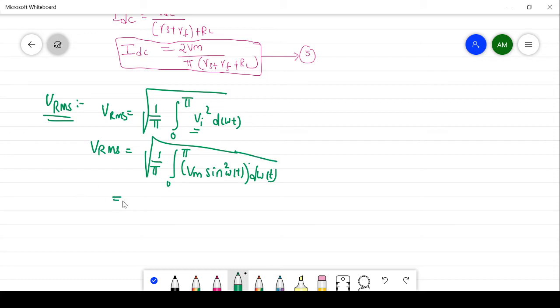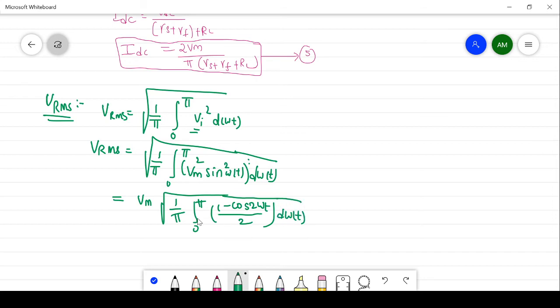So here we know the Vm is nothing but a constant term. So root of Vm square is nothing but Vm. And root of 1 by pi integral 0 to pi sine square theta is nothing but (1 minus cos 2 theta) by 2. So we can write it as (1 minus cos 2 omega t) by 2 d omega t, and integrate separately with these two terms here.